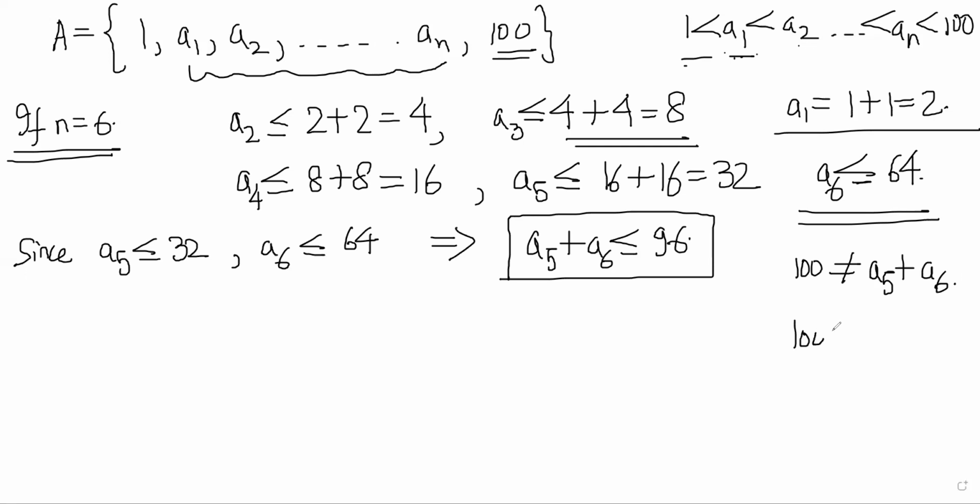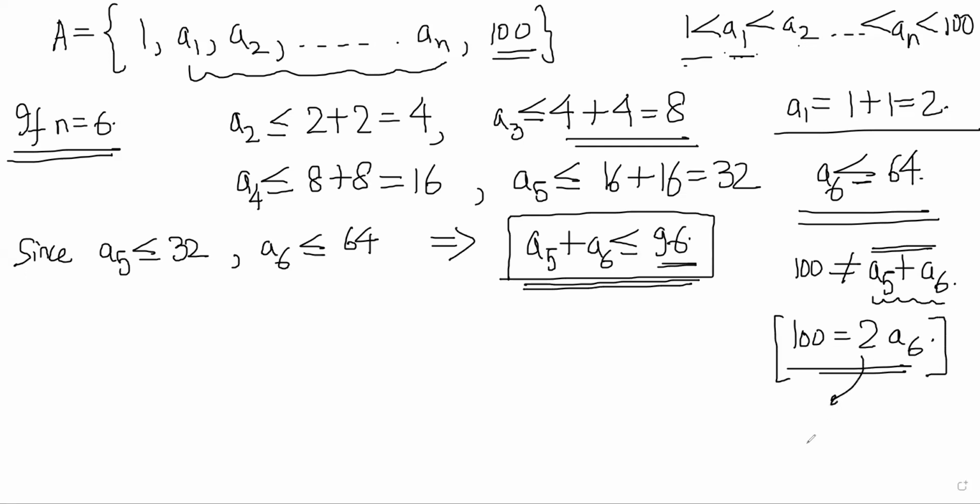Therefore, 100 must be 2 times A6. If 100 cannot be A5 plus A6, it obviously cannot be A5 plus A4 or A6 plus A4, anything lower than this, because A5 plus A6 itself has an upper bound of 96. So 100 must be twice A6, which implies that A6 must be 50. That is what we are getting.